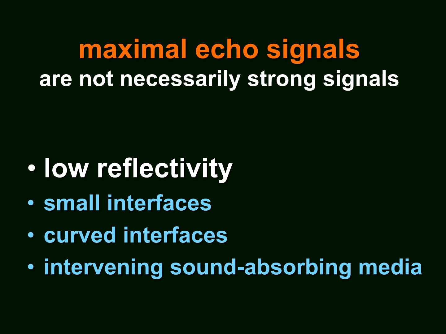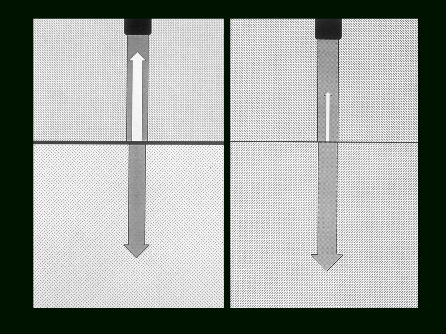Maximal echo signals are not necessarily strong signals. One reason could be low reflectivity of the interface. This is illustrated here. This maximum echo signal, in spite of perpendicularity and using the same gain of the instrument, is much weaker because of the lower reflectivity of this interface than on this side.